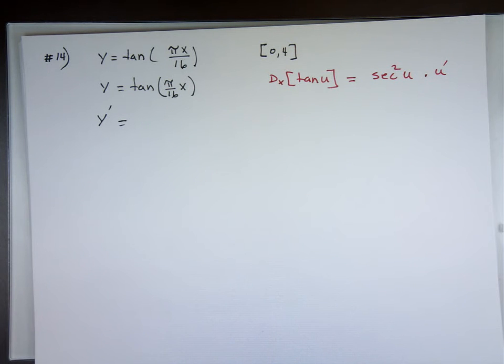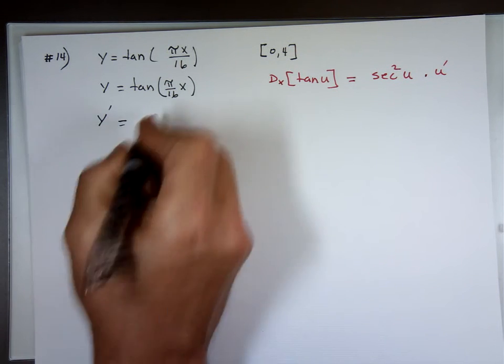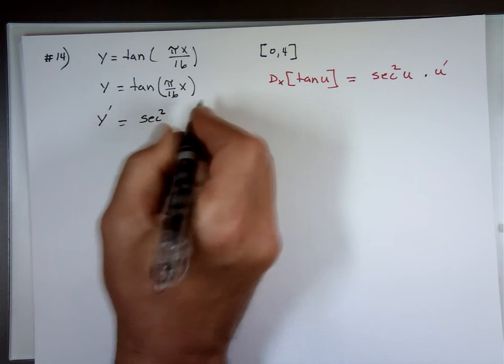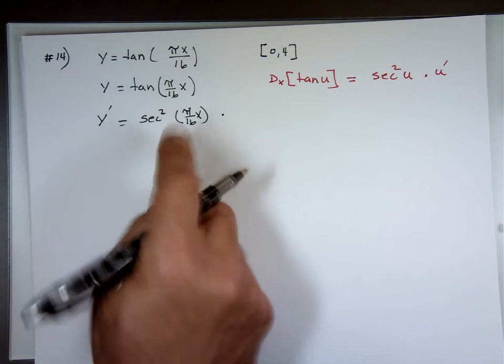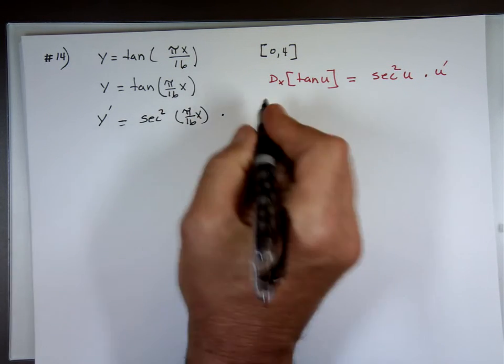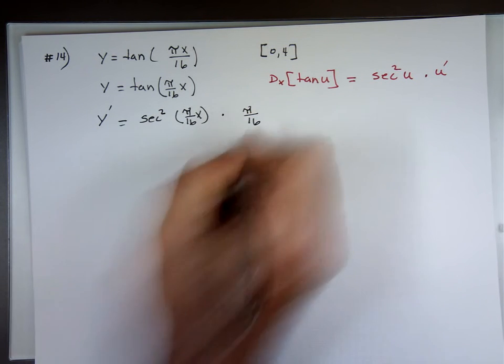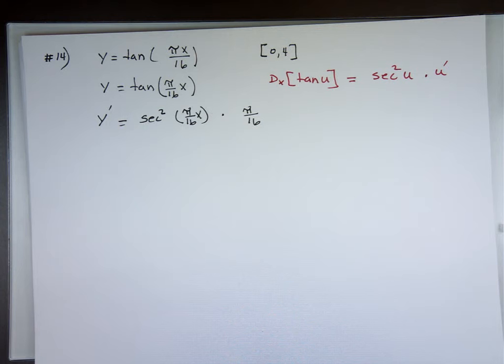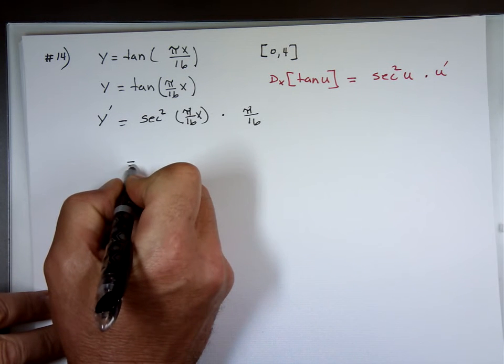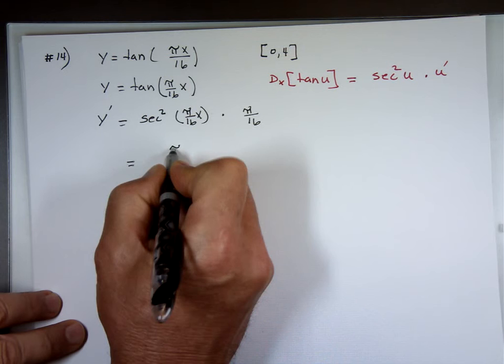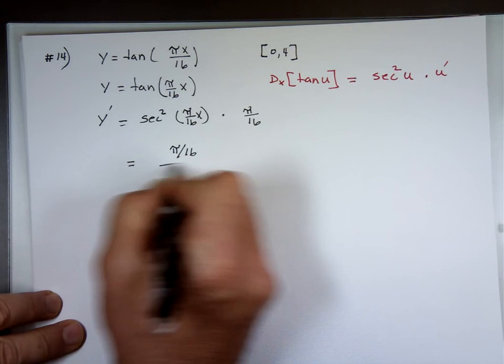So I'm going to use that. The derivative of tangent is going to be secant squared of pi over 16 x times the derivative of pi over 16 x, which is what? Pi over 16. If you're not really at ease with the secant, that's 0 to 4, it's not 4 pi, 0 to 4. Secant is actually 1 over cosine. So it's really pi over 16 over cosine squared.